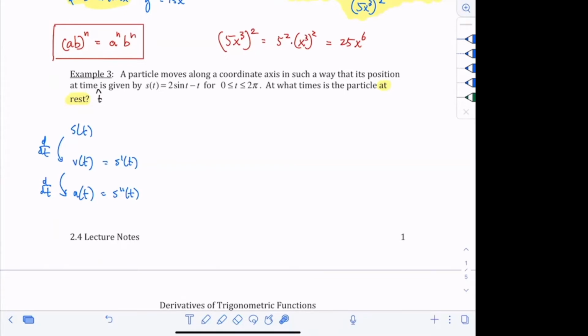So when I think of at rest, I think that's a velocity thing, because it's like, are we moving or are we not moving? If we're moving, we have a non-zero velocity. But if we're not moving, that's going to be a velocity. That's going to be at rest. So when I see this word at rest, to me it means the velocity is equal to 0.